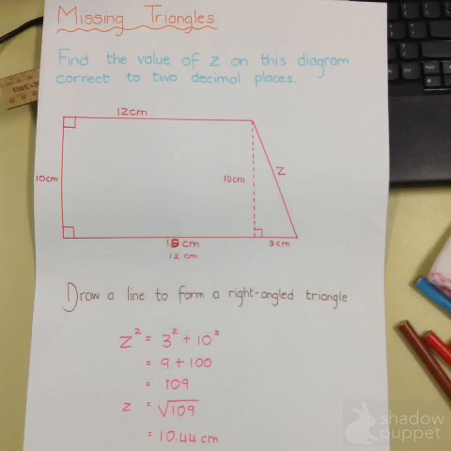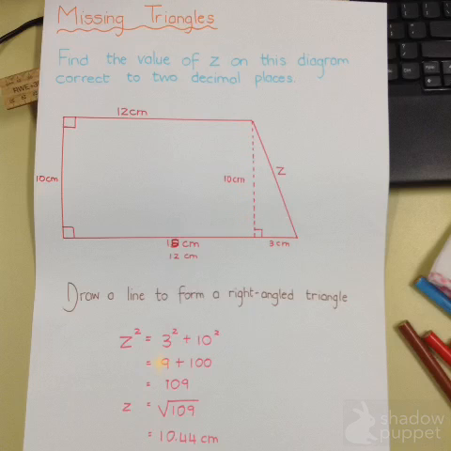Now on this one, we're looking at the missing triangles. You start off with a shape that looks like that, which doesn't have this line in it. They say find the value of z on this diagram correct to 2 decimal places. Because you know how to find the hypotenuse, you insert a line here which makes the triangle. So it says draw a line to form the right angle triangle. It was 15 centimeters, now it's 12 and 3, and that's 10.